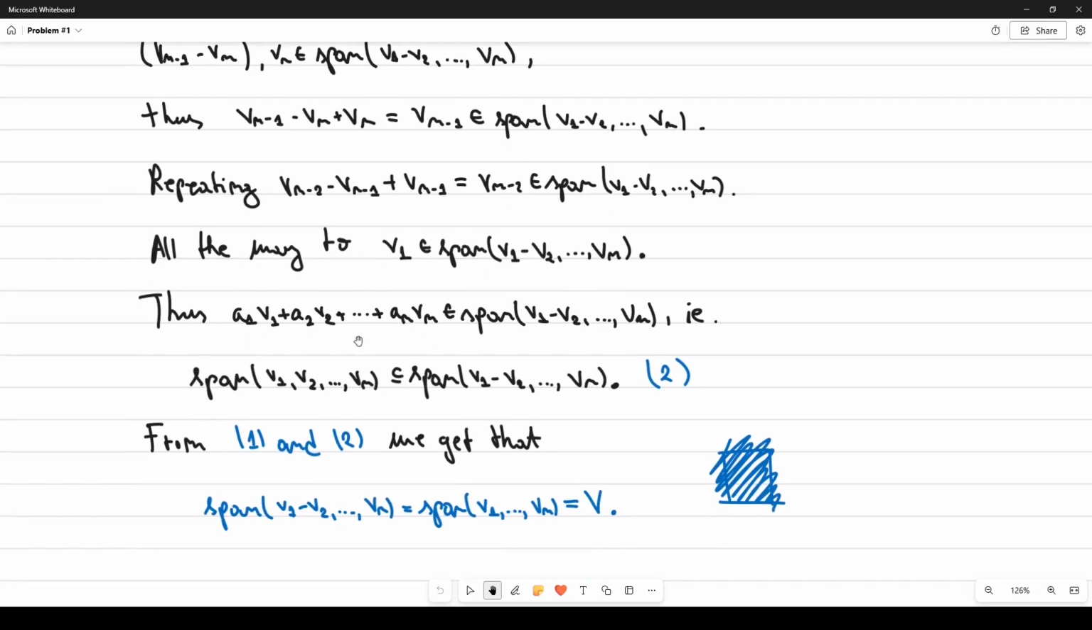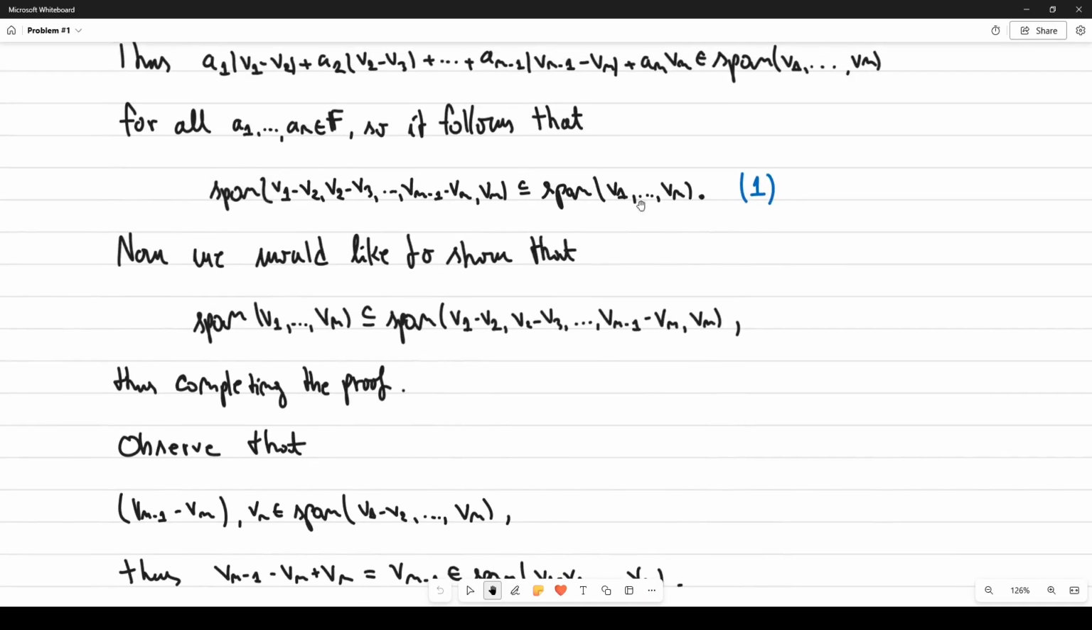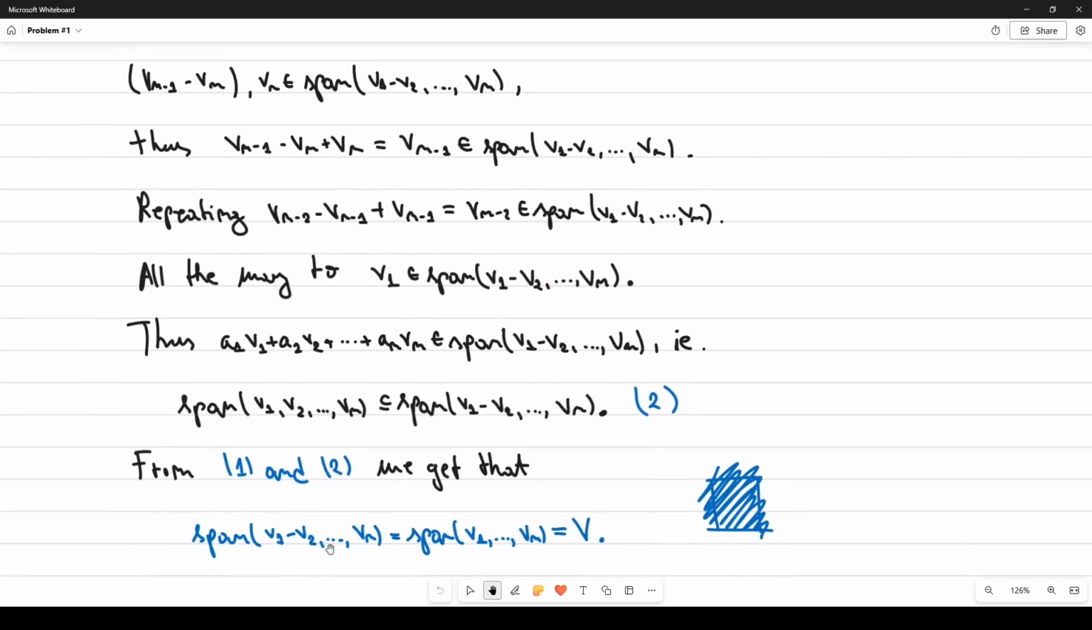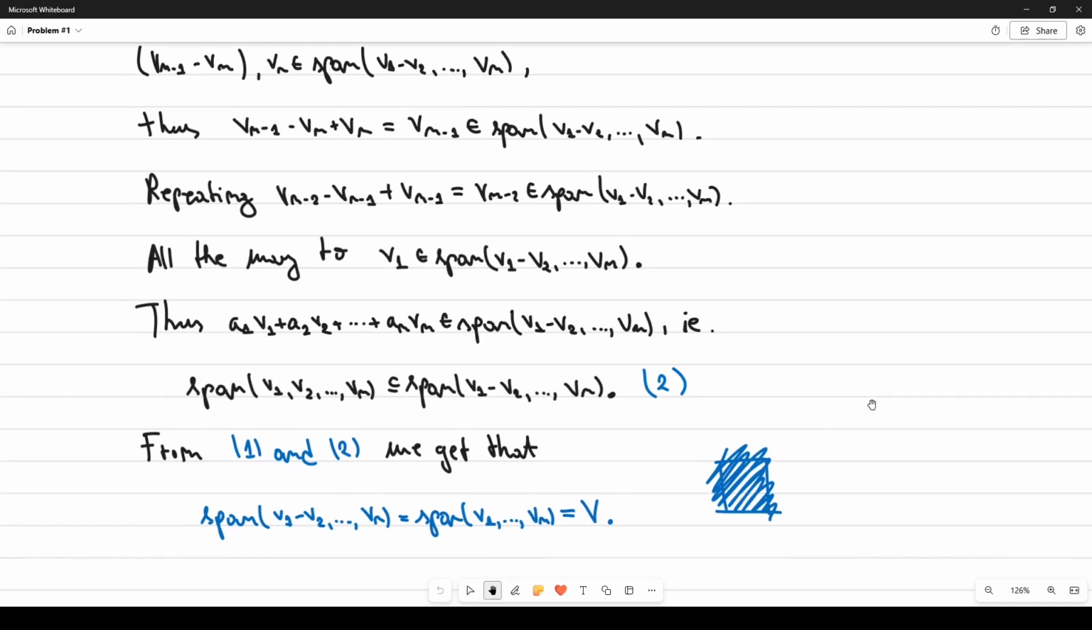That means that whatever linear combination of those vectors we form also belongs to our new span, thus showing that our original span is a subset of our new span. Now we combine 1 and 2, this relation here and this one, from which it follows that those two spans are equal, hence our new span is also equal to V. So that would be problem 1.